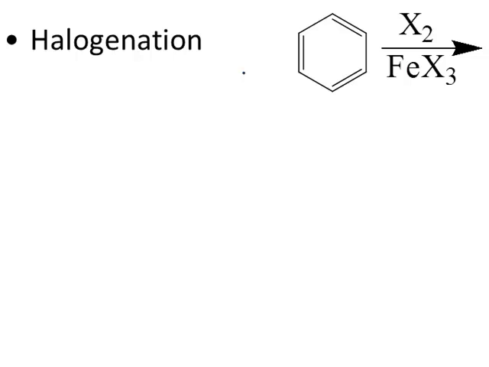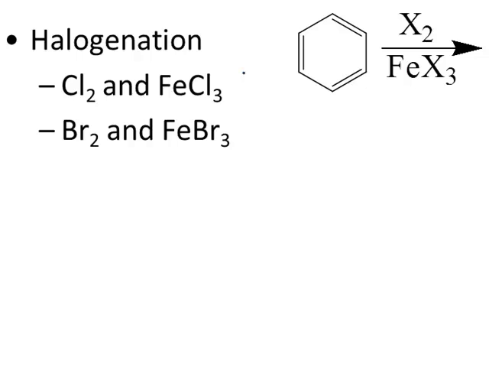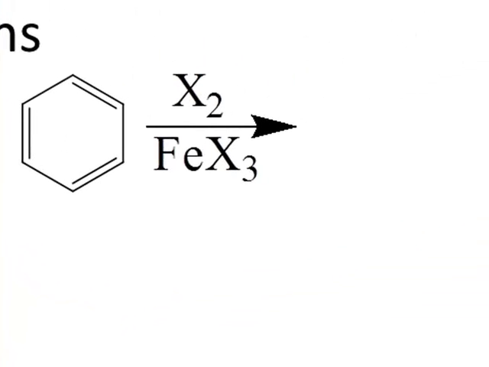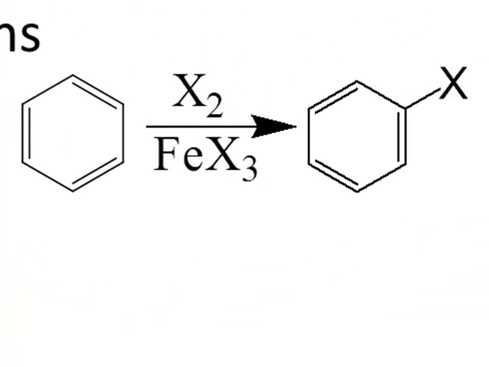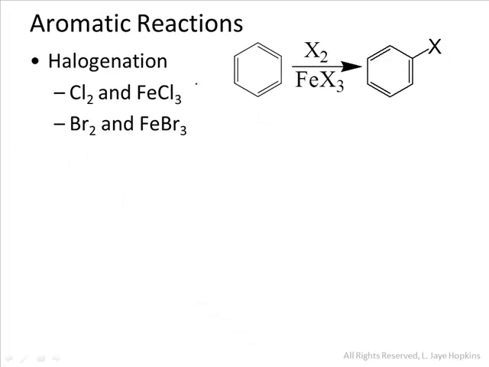Again, the most common ones that we see are chlorine and bromine. So you can do this reaction either with Cl2 as a reactant and FeCl3 as your catalyst, or you could do it with Br2 as your reactant and FeBr3 as your catalyst. The product of this reaction is that you add just one of the halogen atoms to your benzene. So in the case of chlorine, you would add just one chlorine atom. In the case of bromine, you would add just one bromine.